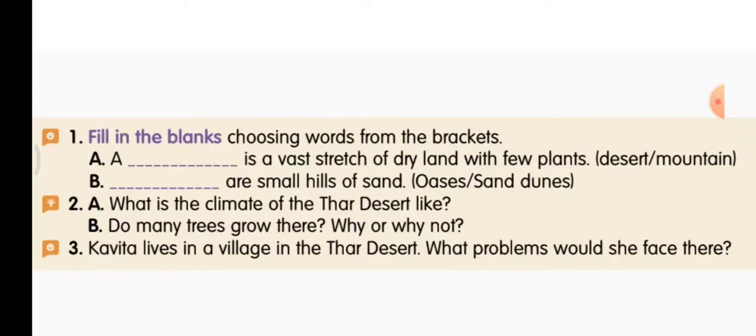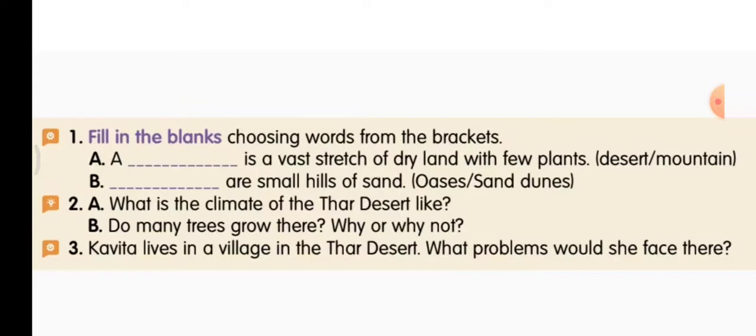Sentence B, dash are small hills of sand. So oasis or sand dunes. You know, sand dunes are very big heaps of dry sand. Now we are going to write dash are small hills of sand. Is it oasis or sand dunes? Oasis is a small water body which you find in the desert. Sand dunes are very big heaps of sand, which you find in the desert. You select the correct answer and you write.